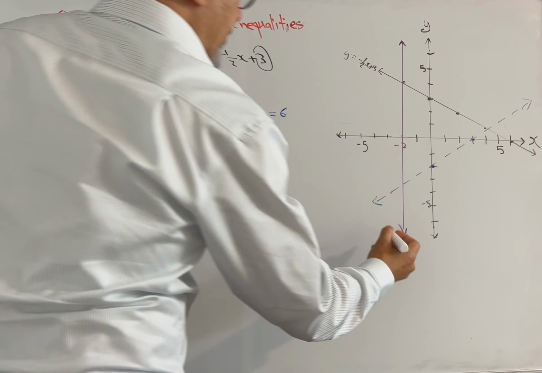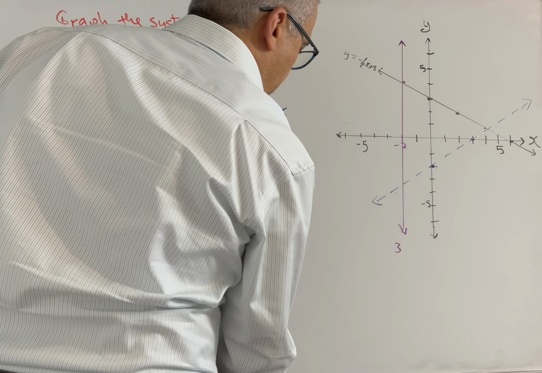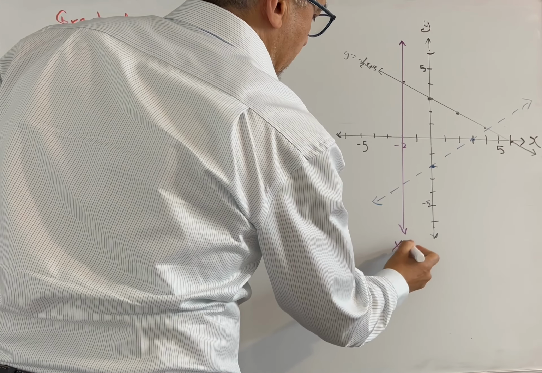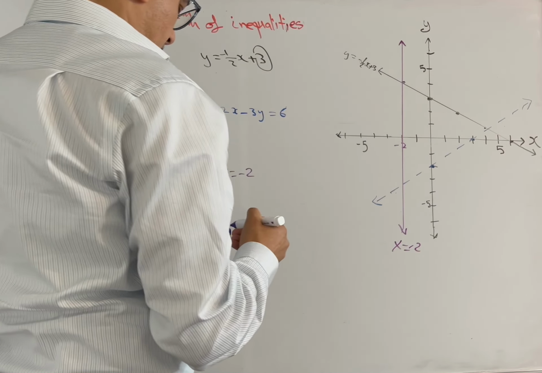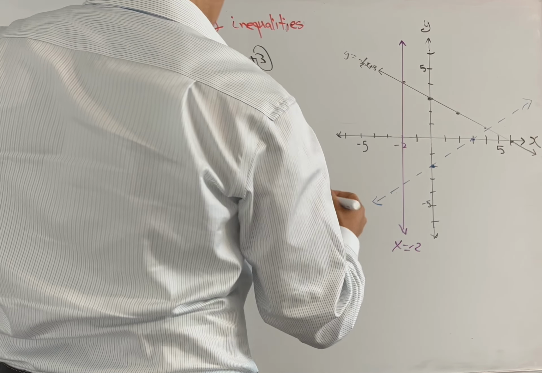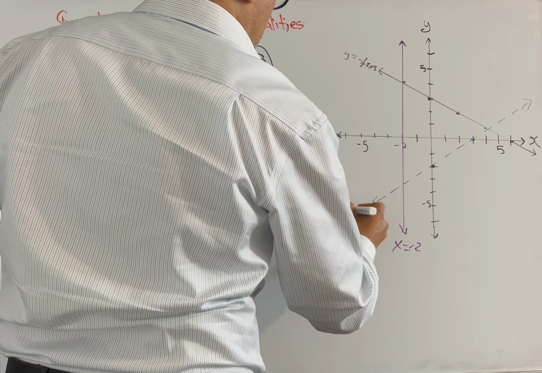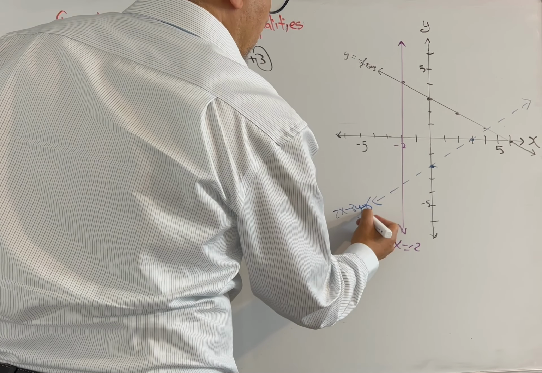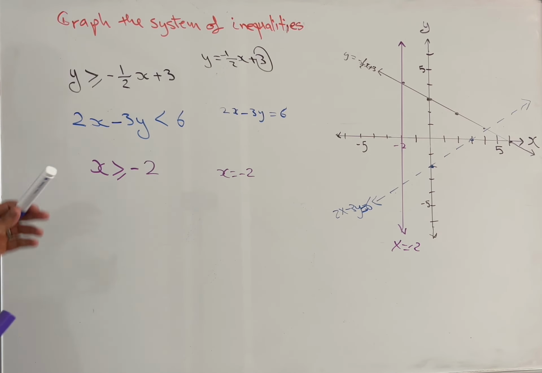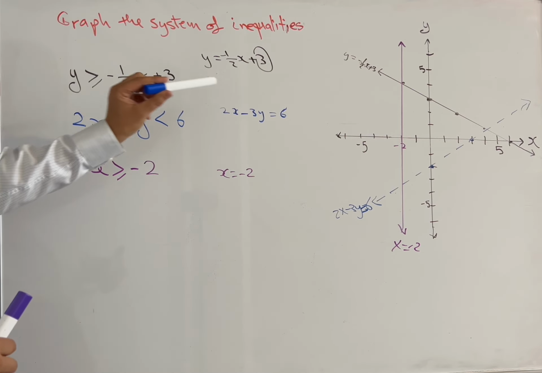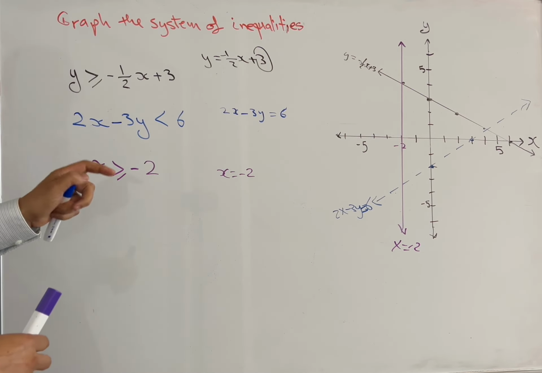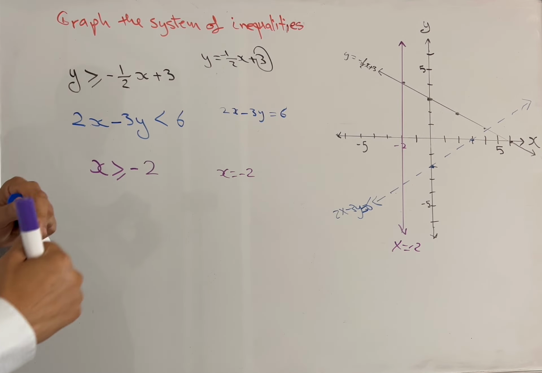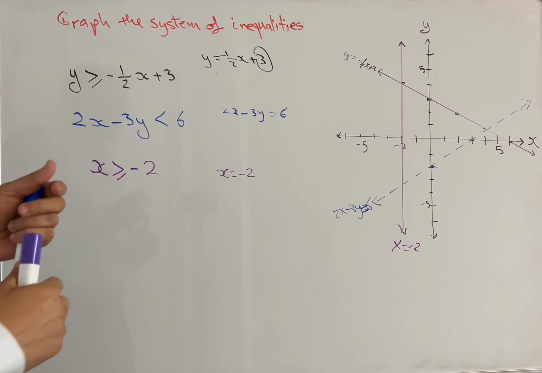So we're going to label our lines. This is x equals -2, which is the vertical line there, and this here is 2x minus 3y equals 6. Now, because it's inequalities, we have to find out where we're going to shade, and after that we're going to find the area that all of them share, and that's going to be our solution.